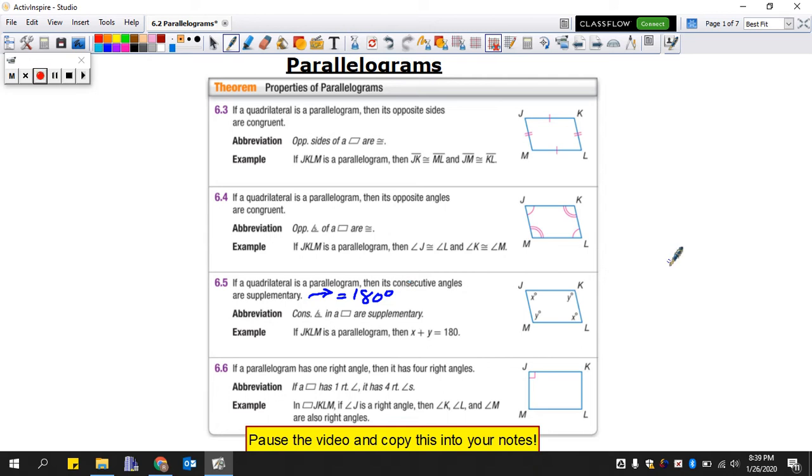And the last property that we're going to mention is that if a parallelogram has one right angle, then it's going to have four right angles. That's a special parallelogram called a rectangle, or a square if all the sides have the same length. So if a parallelogram has one right angle, then it has four right angles. Pause the video and copy these four properties into your notes.